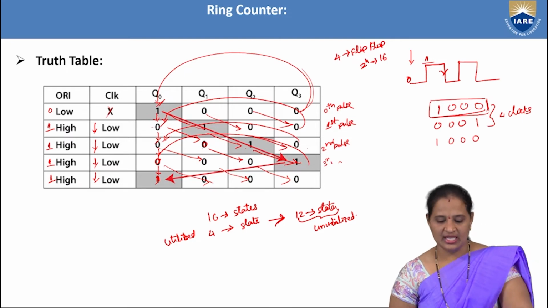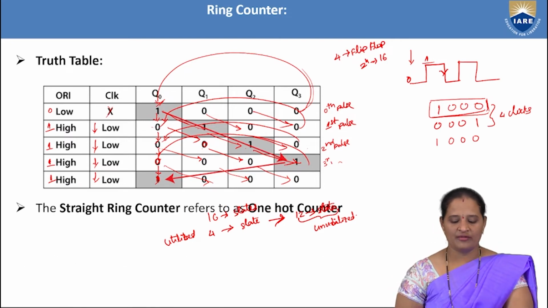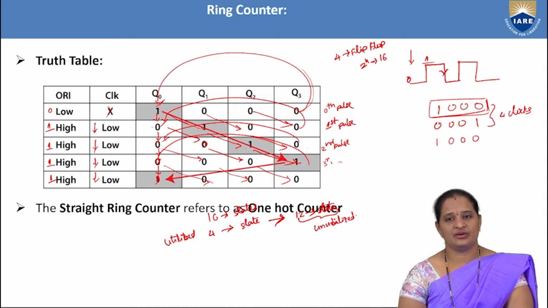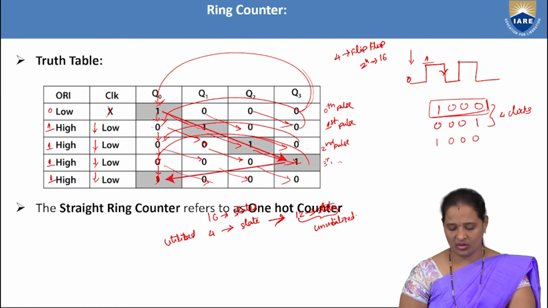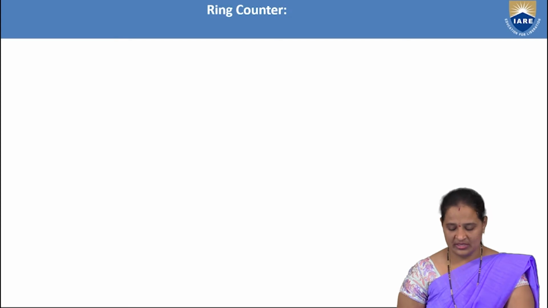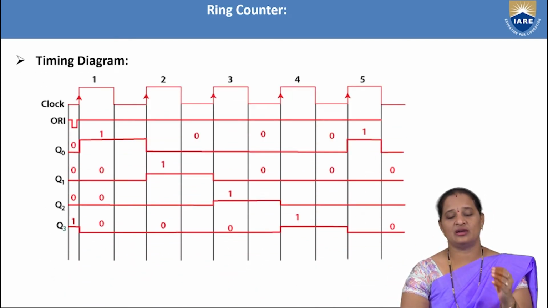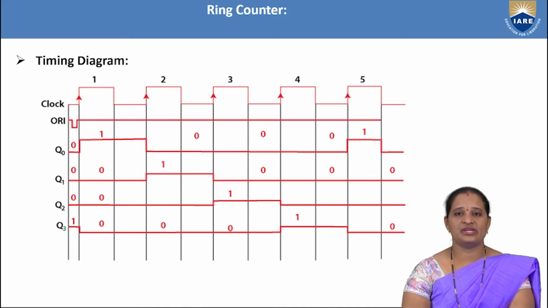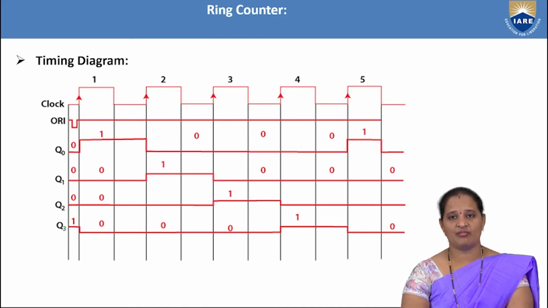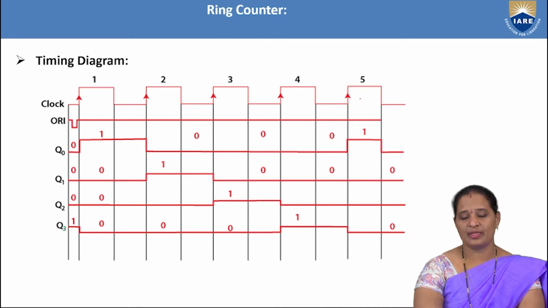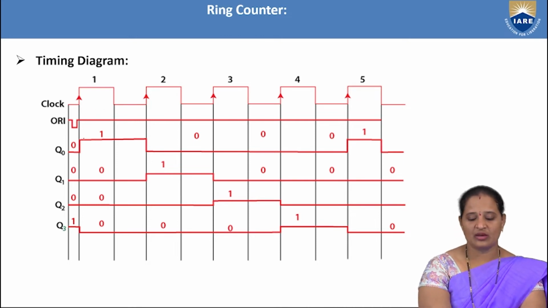So now let us see the timing diagram of this ring counter. We can also call this ring counter a one-hot counter, because it is able to count only 4 pulses. Let me explain the operation of this ring counter with the help of timing waveforms. So let us consider this is my clock.